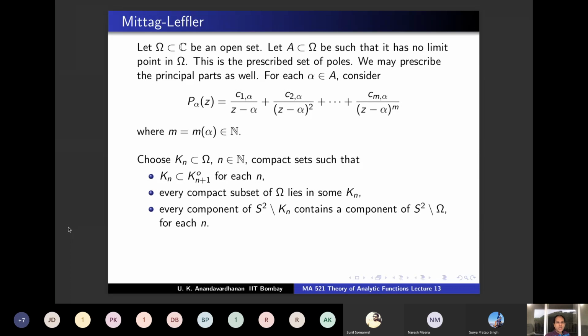This is compact exhaustion. We have this, and now what we are going to do is the set A that you have given me, I'm going to intersect. So my A_1 is A intersection K_1. A_2 is A intersection K_2, not quite. I don't want to intersect with K_2, but I will intersect with K_2 minus K_1.